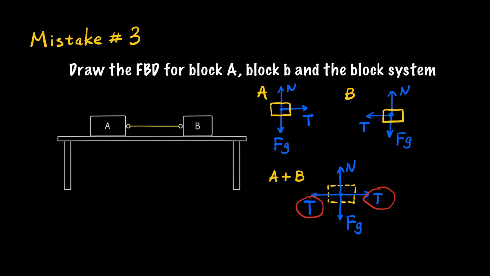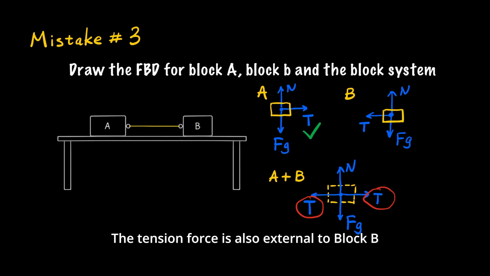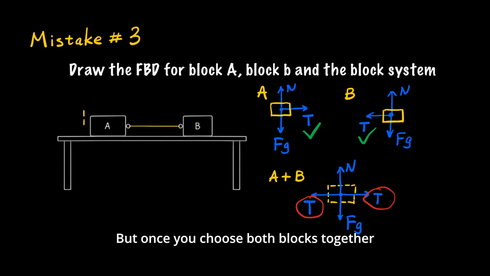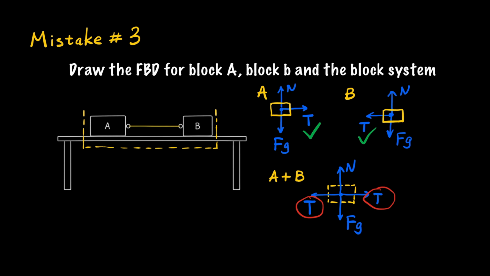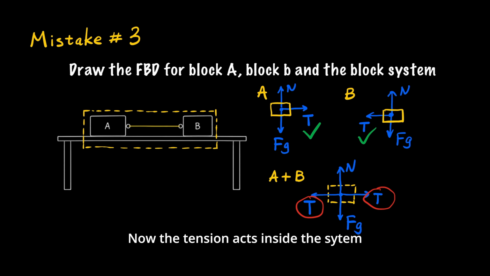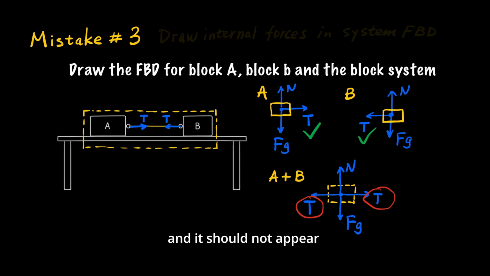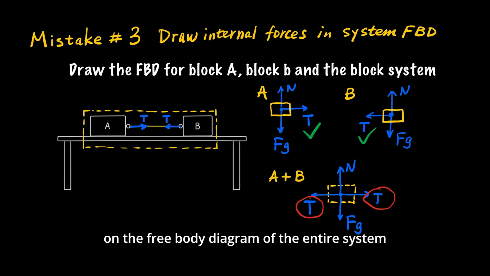Here's the key idea. For block A, the tension force is outside of the block. It acts on block A, so you should include it. The same is true for block B. The tension force is also external to block B, so it belongs to block B's free body diagram. But once you choose both blocks together as your system, things change. Now the tension acts inside the system. It pulls one block one way and the other block the opposite way. So it's an internal force, and it should not appear on the free body diagram of the entire system.